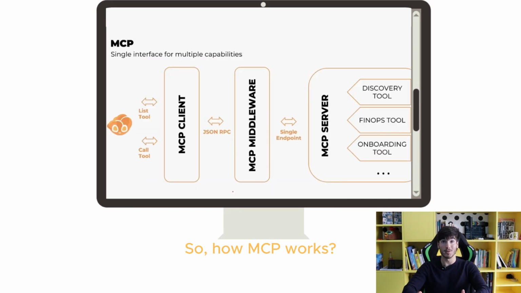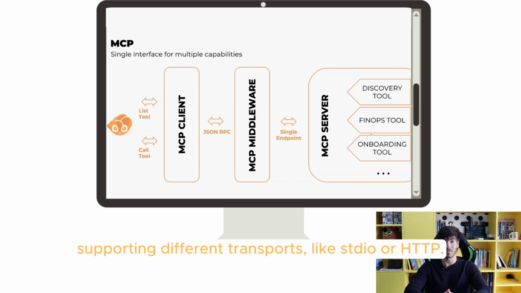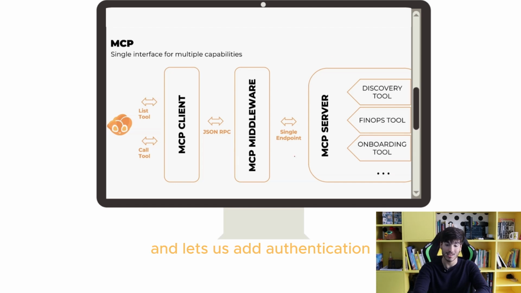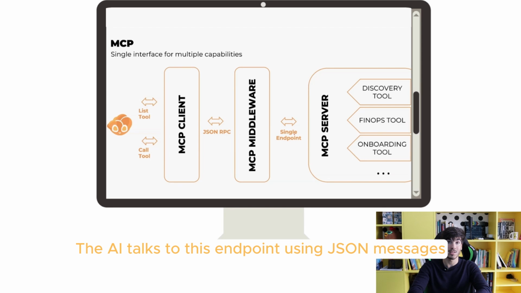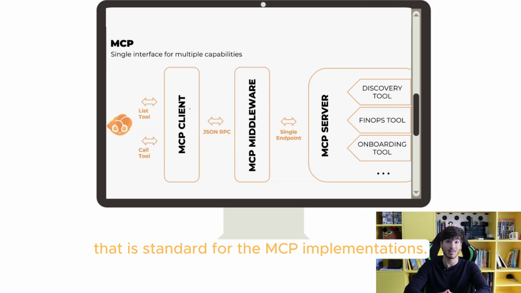So, how does MCP work? MCP follows a simple client-server architecture supporting different transports, like STDIO or HTTP. We choose HTTP because it fits our architecture well and lets us add an authentication middleware for extra security. Following the protocol, the server exposes one main endpoint that offers all the tools. The AI talks to this endpoint using JSON messages based on the JSON-RPC 2.0 format. This is standard for the MCP implementation.